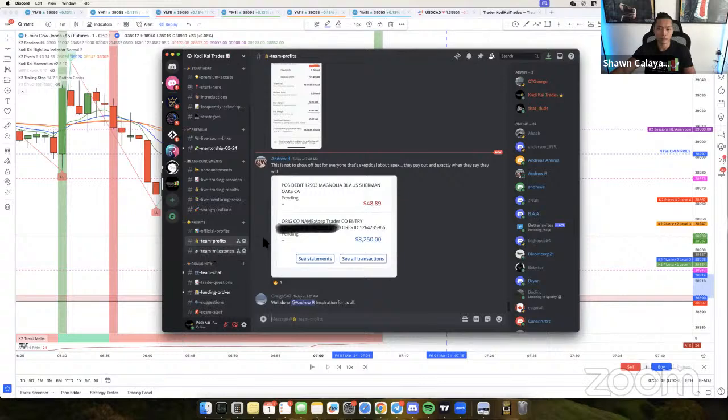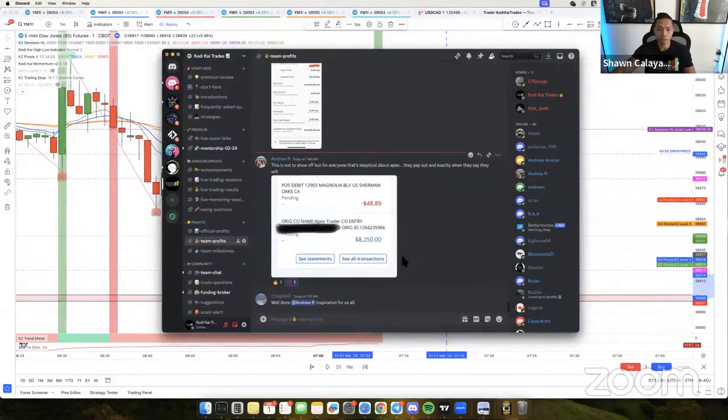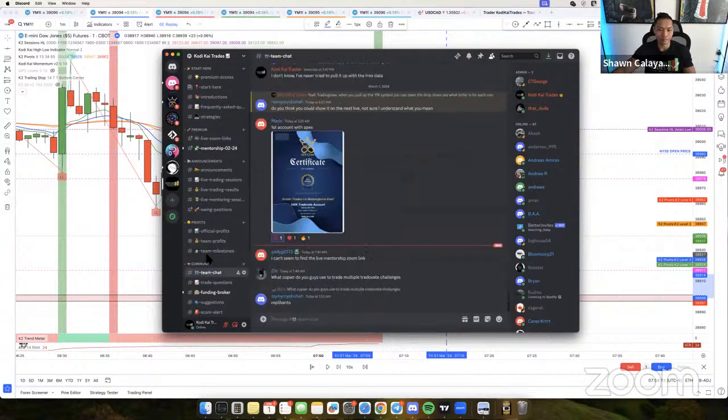Drew said it's not to show off to everyone, but for everyone that's skeptical about Apex, this is how much he got paid out off of a couple of his accounts. He locked in 8,250. This is the wire from Apex to his bank account. So definitely awesome work right there, Drew. And now you're gonna make way more, bro. You made like 20,000 today, so you're about to lock in even more over the next couple days in payouts.